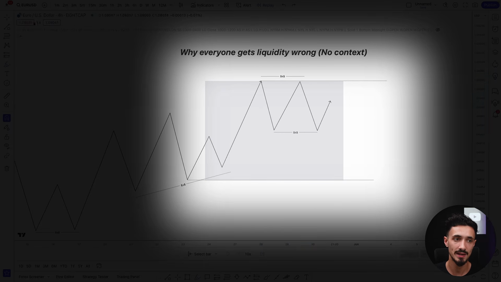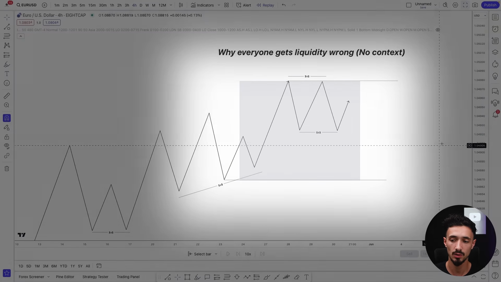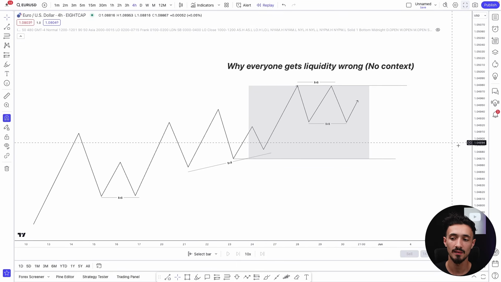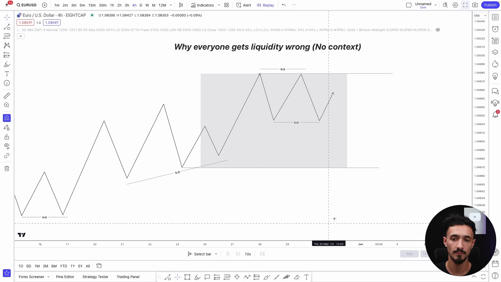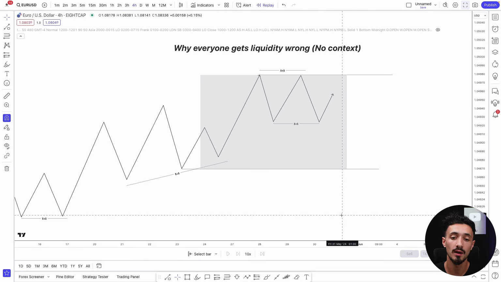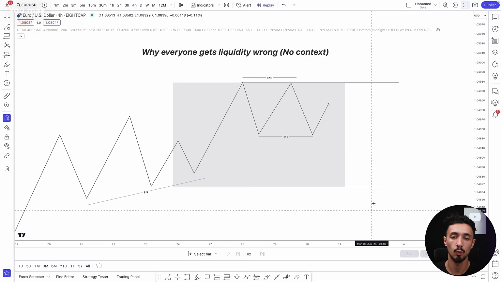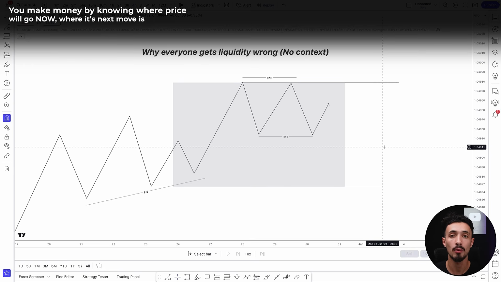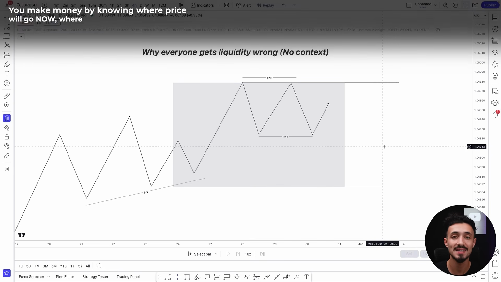And again, like I said, many traders will make the mistake. They'll think that because all of this liquidity is down here and this long trend line, they can short because price is going to go there. And you know what? Price probably will go there. But it's not about understanding where price will eventually go. Becoming profitable is about knowing where price is going to go now. Where is its next move? That is how you make money.